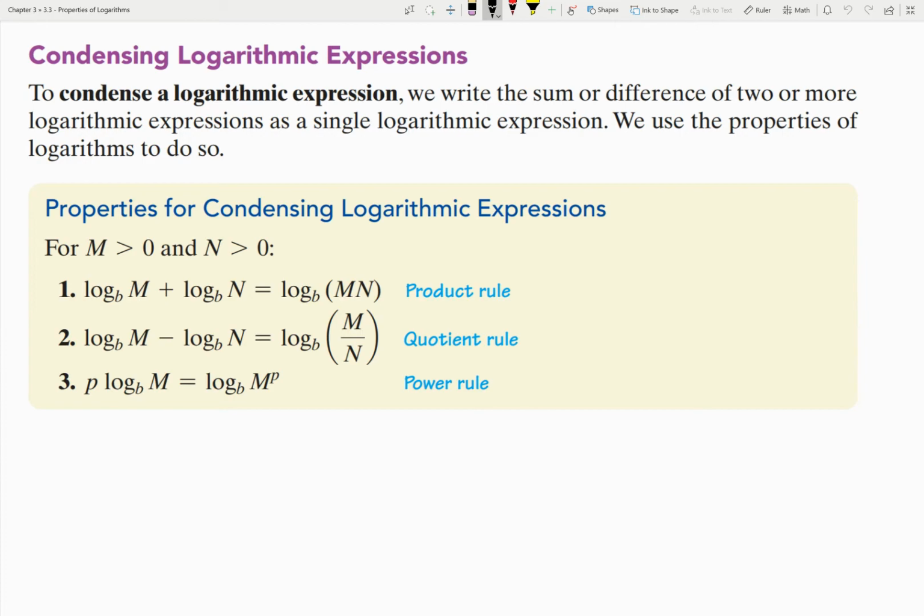Okay. So that is expanding logarithmic expressions, pulling them apart. There's also, if we go backwards, a way to condense logarithmic expressions. And that is writing the sum or difference of two or more logarithms as a single logarithmic expression. And you use all the same properties, the product rule, the quotient rule, the power rule. You just use them backwards. So if you see a sum, it turns into a product inside the logarithm. A difference turns into a quotient, and the exponent can be raised inside the logarithm by turning the coefficient into an exponent.